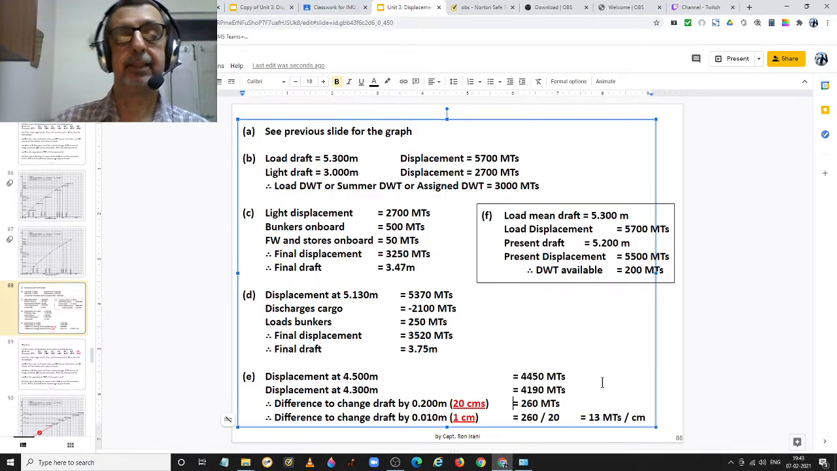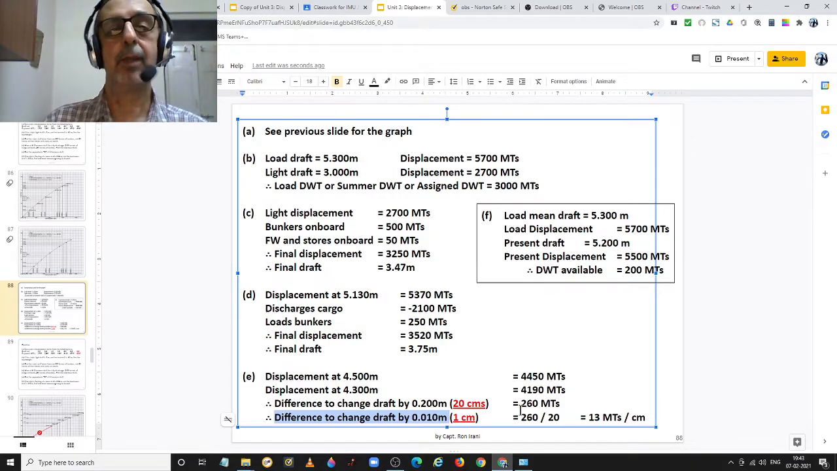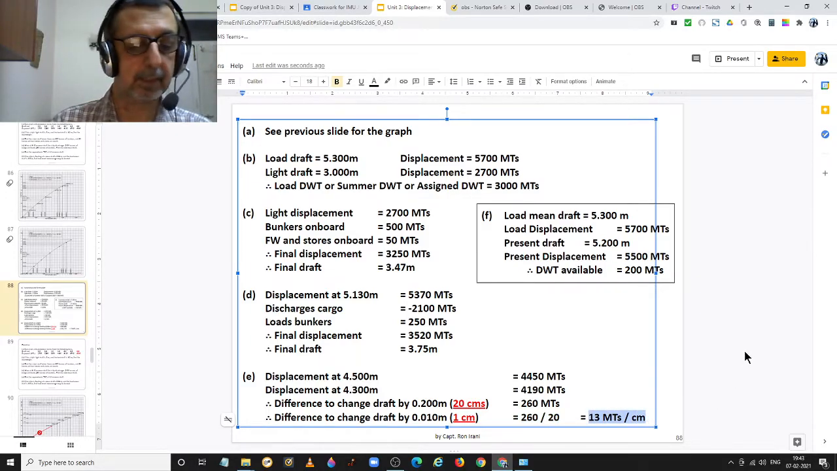Now, TPC, the full form is tons per centimeter. Therefore, per centimeter, we will have to divide 260 by 20 because we have taken it over a range of 20 centimeters. Therefore, the difference to change the draft by 0.01 meters or 1 centimeter is equal to 260 divided by 20, and that gives us the TPC is equal to 13 metric tons per centimeter.